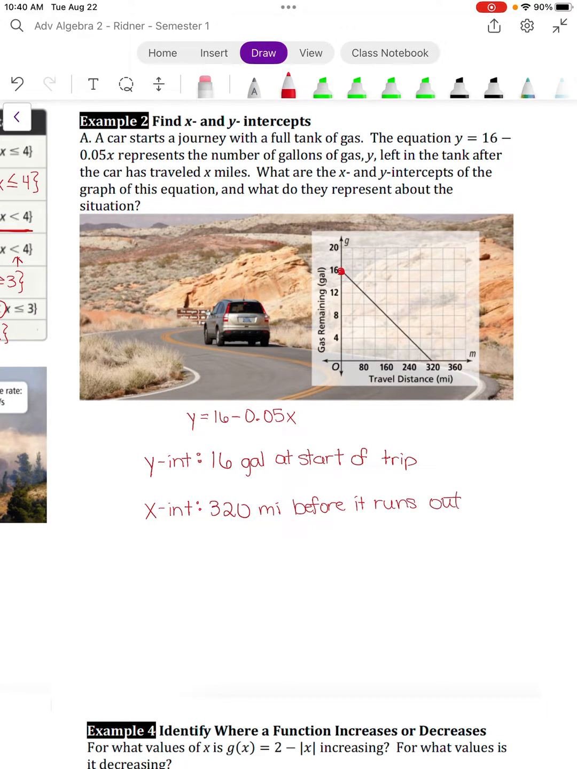Okay. So when you're looking at the graph, it's real easy to be able to find it. Just remember which one's your x and y axis. X is horizontal, y is vertical.